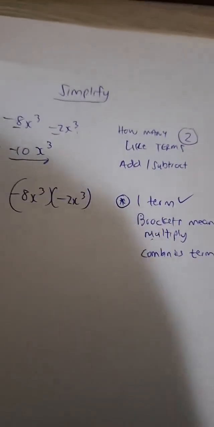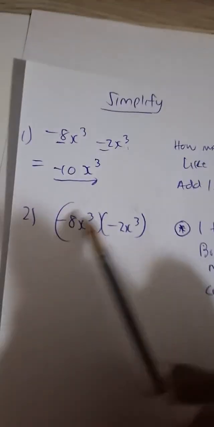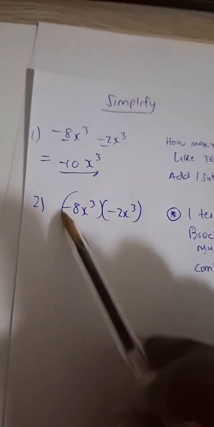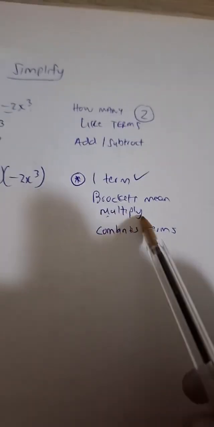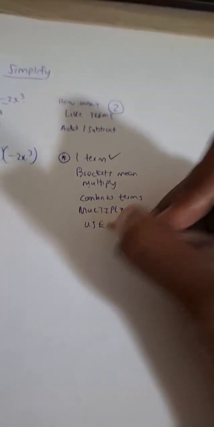So now, there's one term. We've talked about brackets, that they mean multiply, and the fact that they combine terms. The second question I want to ask is the following. What is the relationship then between these brackets? You guys said it's multiply. So what does that mean? It means we need to multiply this and that. Last time I told you that when we multiply, using what?